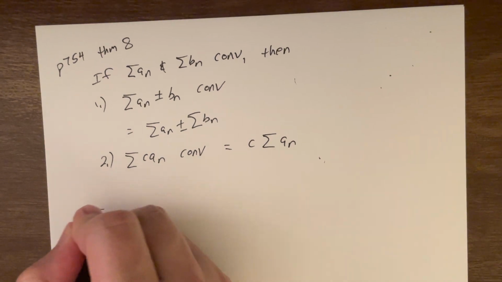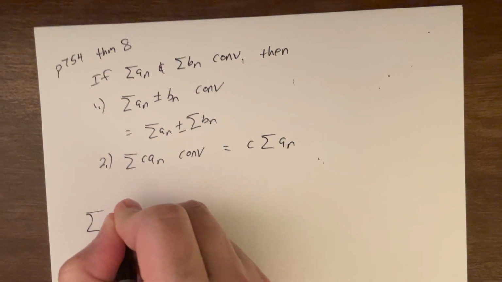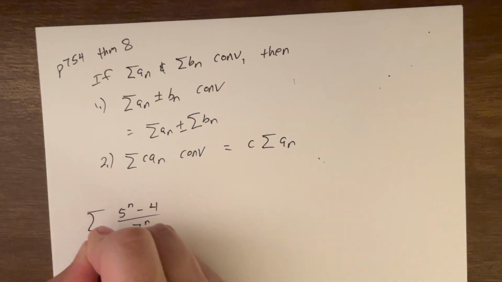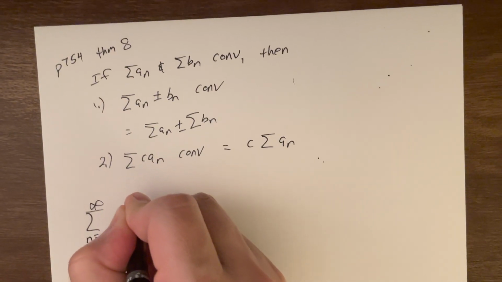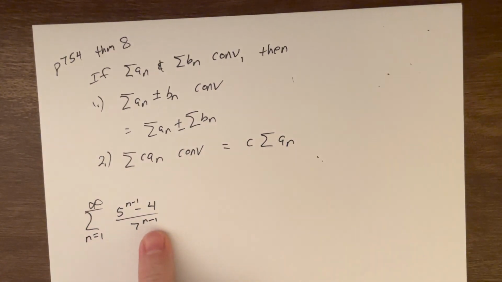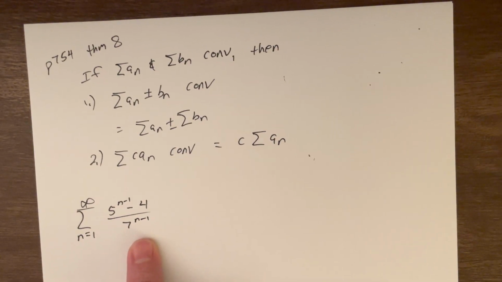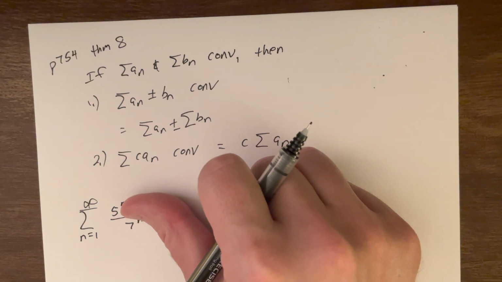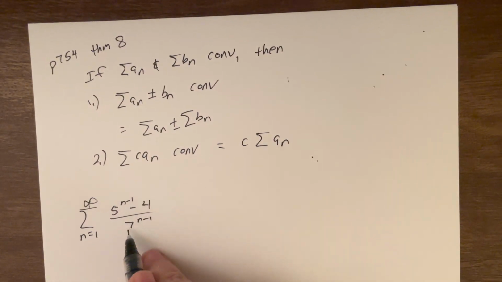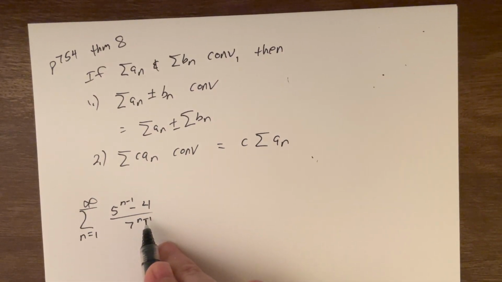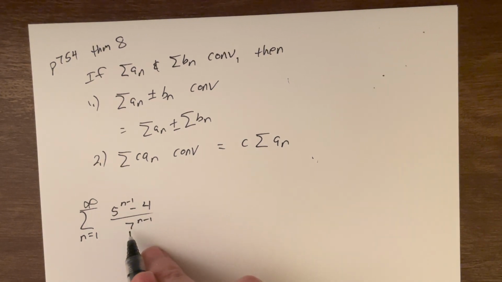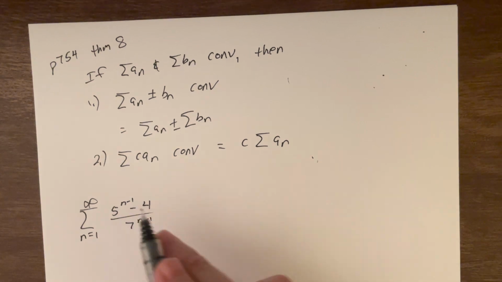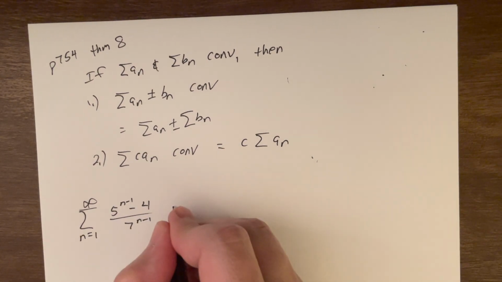Let's take a look at the series. Let's have 5 to the n minus 4 all over 7 to the n. Actually, let's even make those n minus 1s. That'll make this a little easier. If this minus 4 wasn't here, 5 to the n minus 1 over 7 to the n minus 1 could be grouped together as 5 over 7 to the n minus 1, and that would be geometric. So that's kind of the key here.